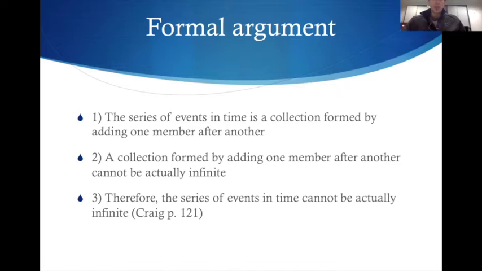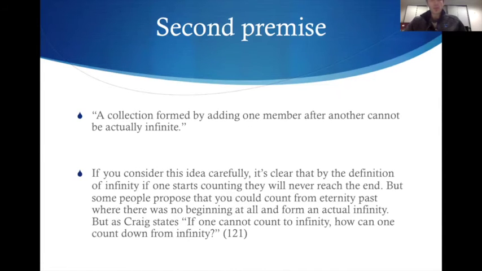The first premise here, the series of events in time is a collection formed by adding one member after another, is not really that widely disputed, so we're not going to spend a whole lot of time defending it. What we're mainly going to go after is premise 2, that a collection formed by adding one member after another cannot be actually infinite, because this is the more disputed premise among the two premises in this argument. So, once again, our second premise: a collection formed by adding one member after another cannot be actually infinite.